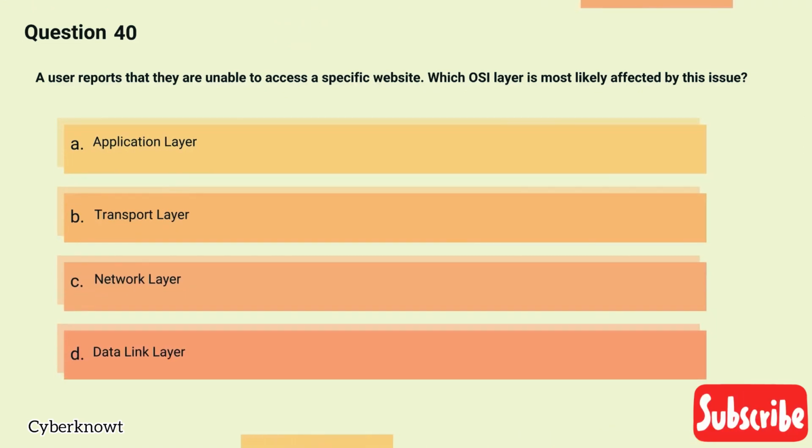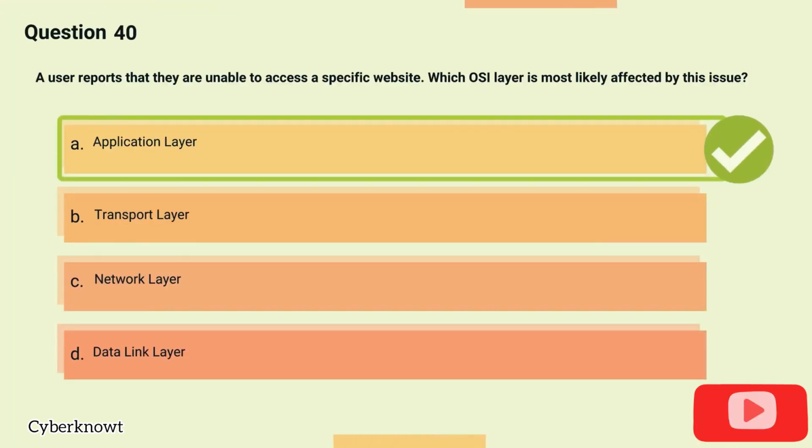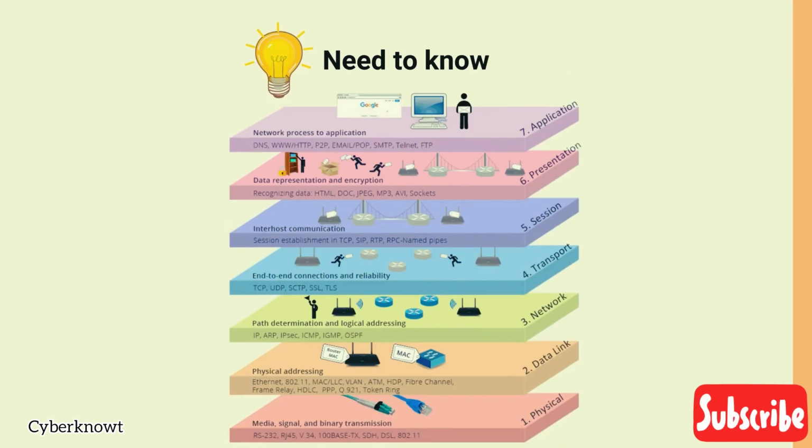Question 40. A user reports that they are unable to access a specific website. Which OSI layer is most likely affected by this issue? Option A. Application layer. Option B. Transport layer. Option C. Network layer. Option D. Data link layer. The correct answer is Option A. Application layer. Explanation. The application layer deals with end-user applications and protocols, such as HTTP used for websites.